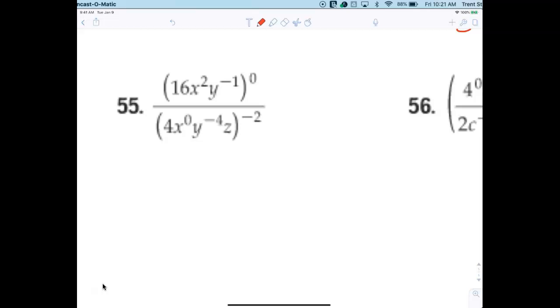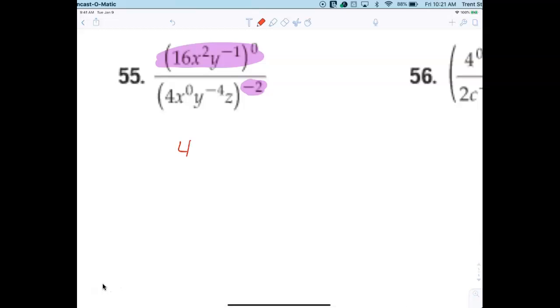Mr. Brennan, anything to the 0 power is what? 1. Nice work, by the way. This right here is just a 1. Is everybody happy with that? Mr. Brennan, tell me now about this -2. What do I have to do with that? Flip it. But in this case, I don't like to say flip. I just want you to say I'm just going to move it. It's on the bottom, so I move it to the what? There you go. So that's good work for today.